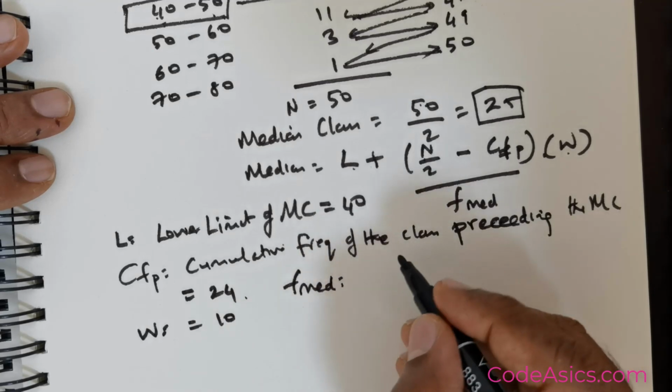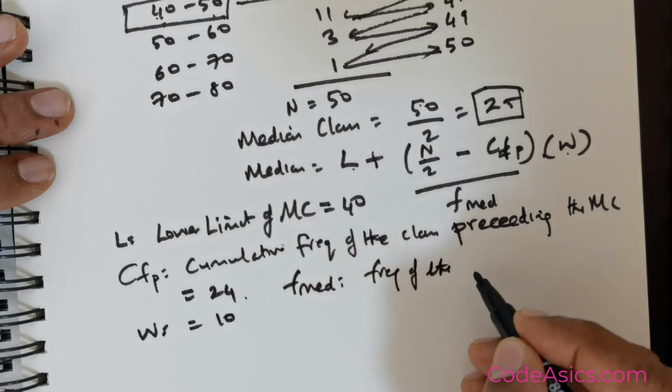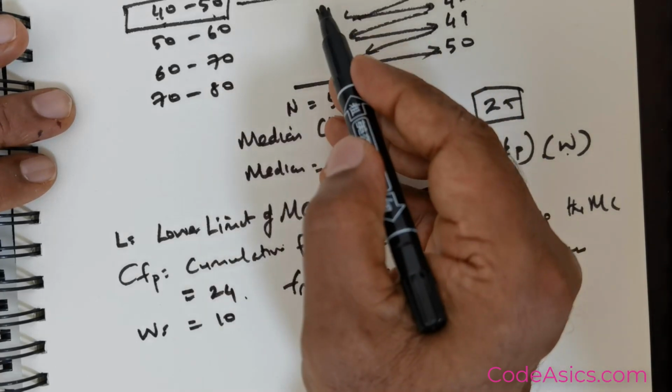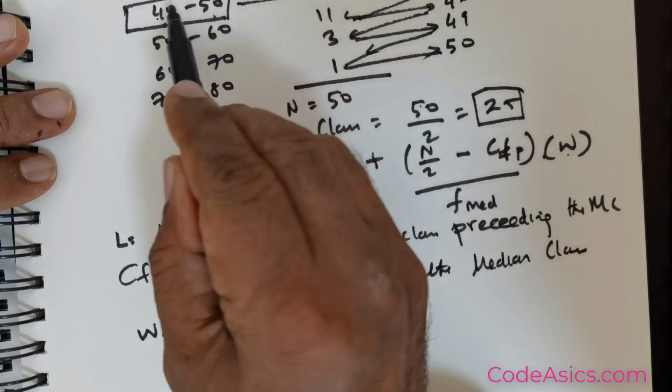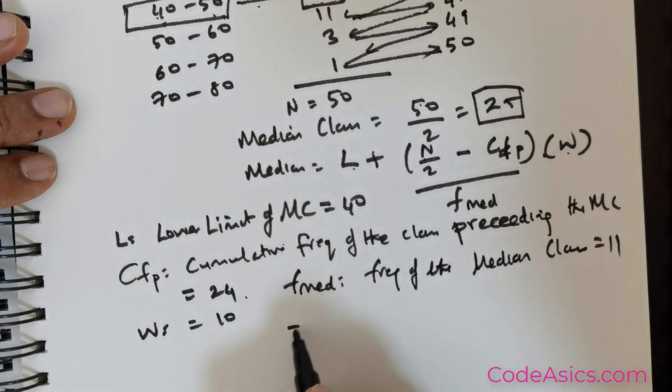FMED. What is FMED? That is the frequency of the median class. So what is the frequency of the median class? The frequency of this median class is 11. Now what you need to do, substitute all of these values.